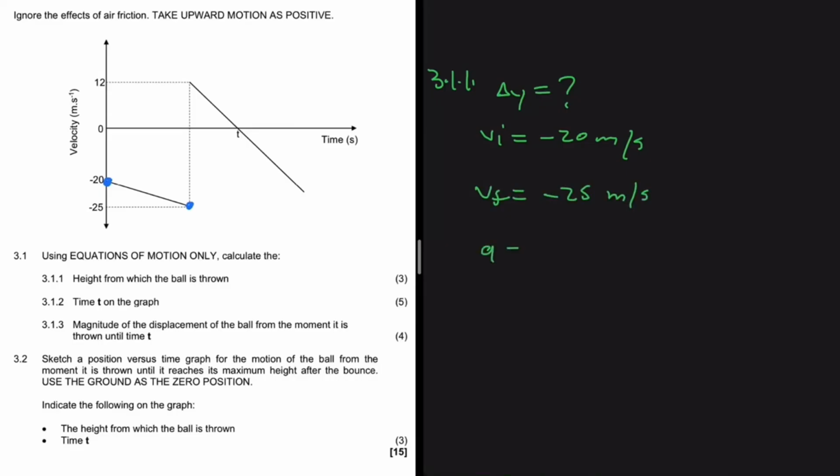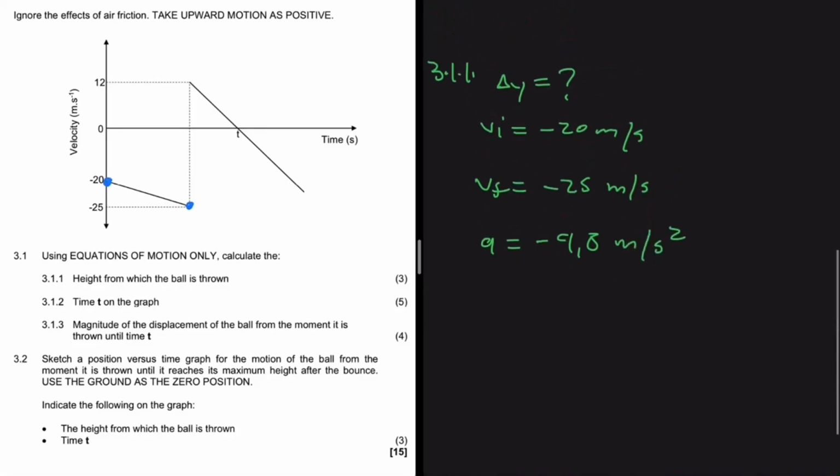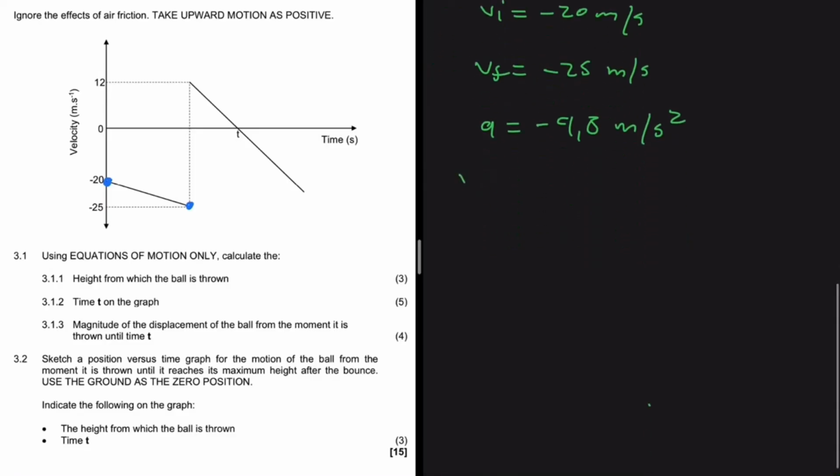We always know it's a constant, right? If we're taking upward as positive, then our acceleration should be minus 9.8 meters per second squared. So we have VI, we have VF, we have our acceleration, and we'll need delta y, right? So which equation of motion has these 4 variables that we can use? We know fully well that that equation is VF squared is equal to VI squared plus 2a delta y.